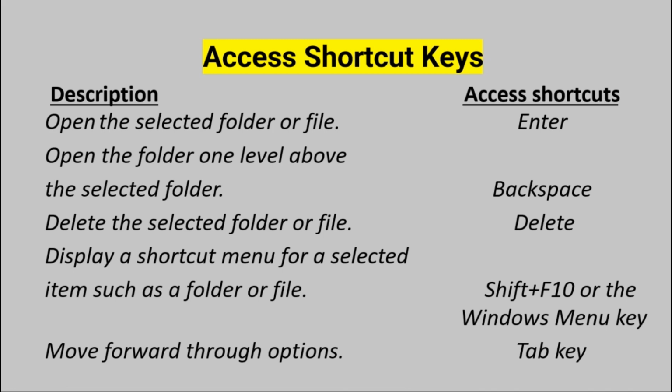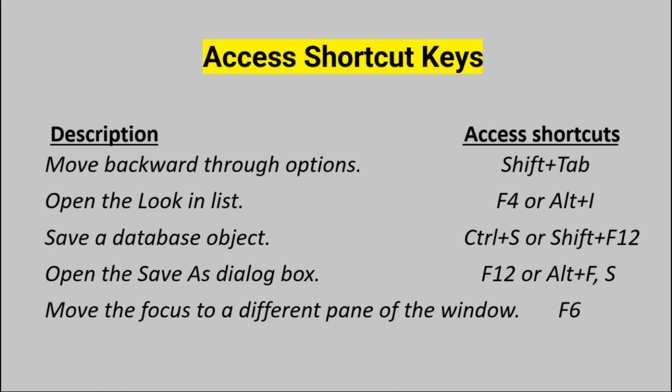Next, if you want to move forward through options, you can use the tab key. The next key is Shift plus tab, which can simply be used in order to move backward through options. Next, if you want to open the look in list, you can use the function key F4 or Alt plus I.